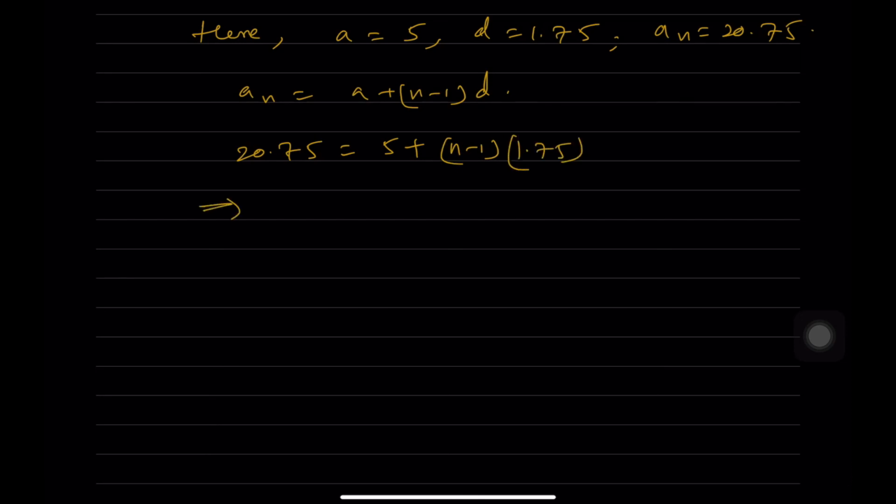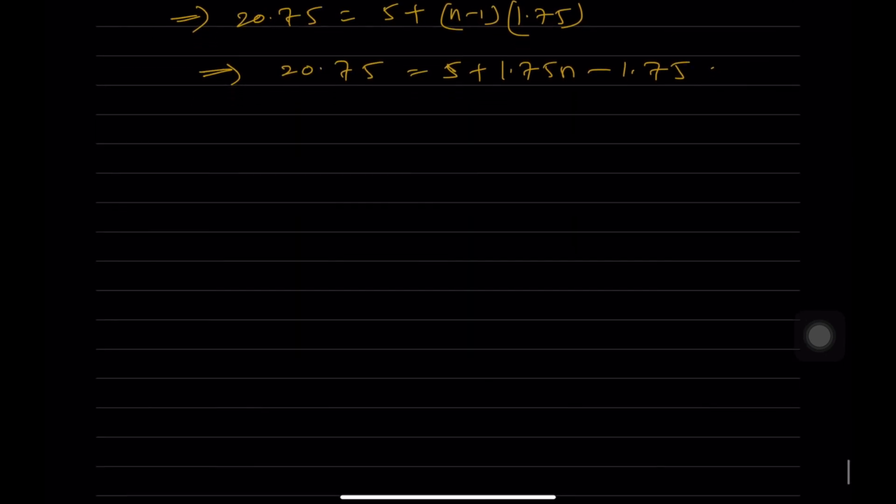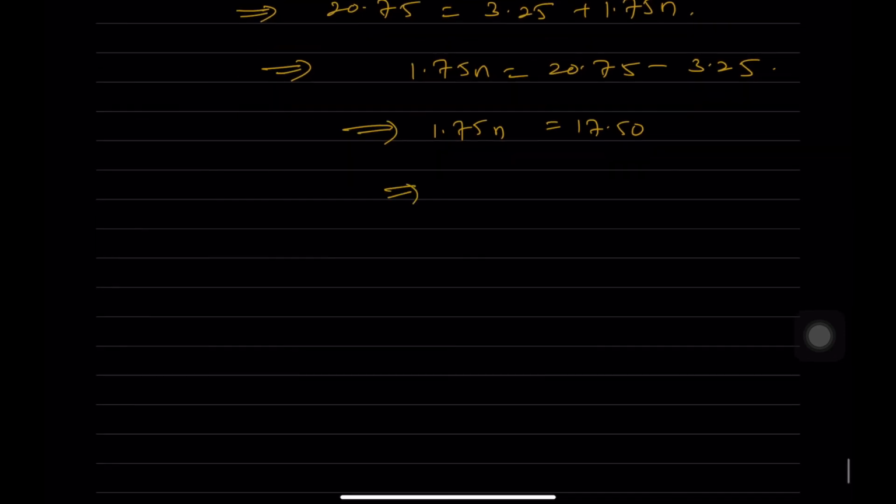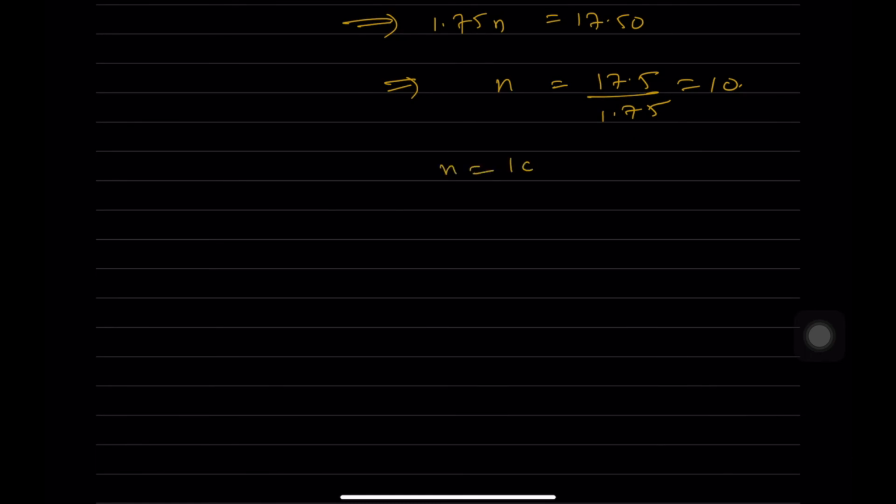So which implies that 20.75 is equal to 5 plus 1.75 n minus 1.75, so here you are getting it as 20.75 is equal to 3.25 plus 1.75 n, so which implies that you are getting 1.75 n is equal to 20.75 minus 3.25, which is equal to 17.50. 1.75 n is equal to 17.50, which implies that n is equal to 17.5 divided by 1.75, which is equal to 10. So therefore n is equal to 10.